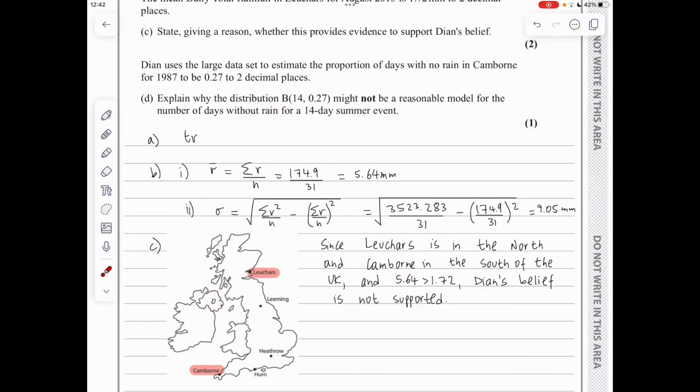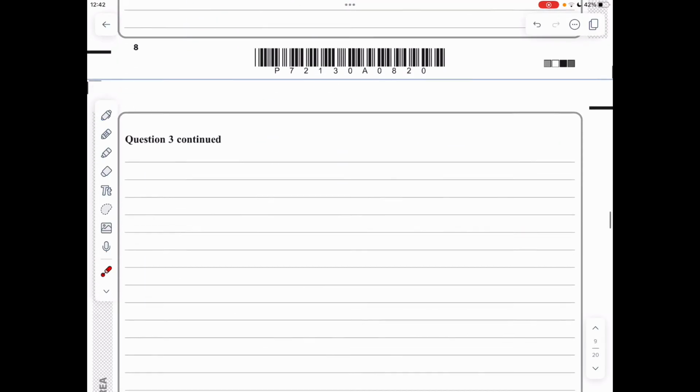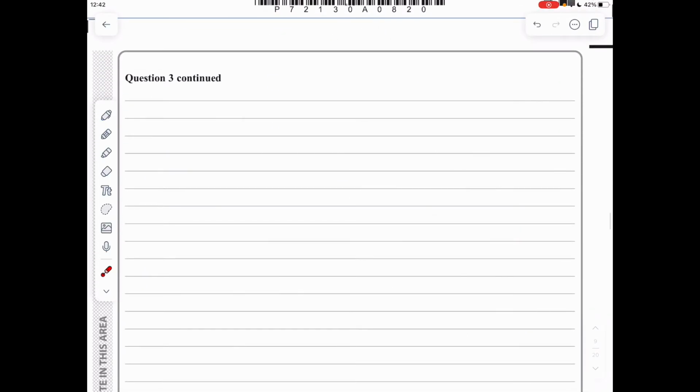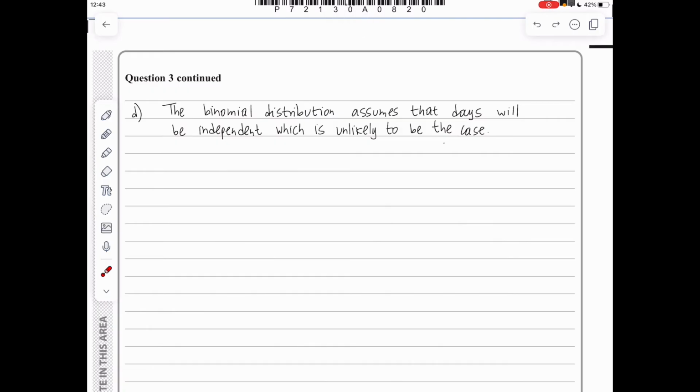Well, if we recall the assumptions of the binomial distribution, the first one is that we assume that the probability of success is constant and that the trials are independent. So I could actually start by stating that the binomial distribution assumes that days will be independent, and this is unlikely to be the case because we expect consecutive days to experience similar weather conditions.